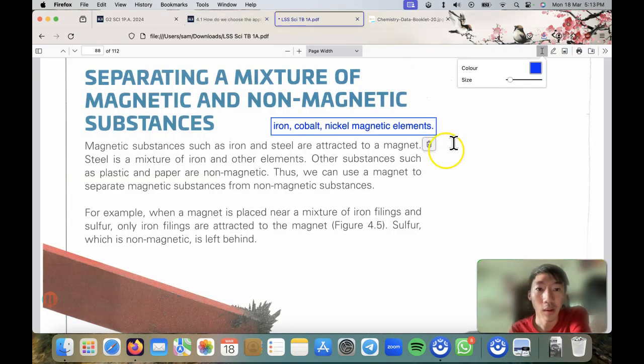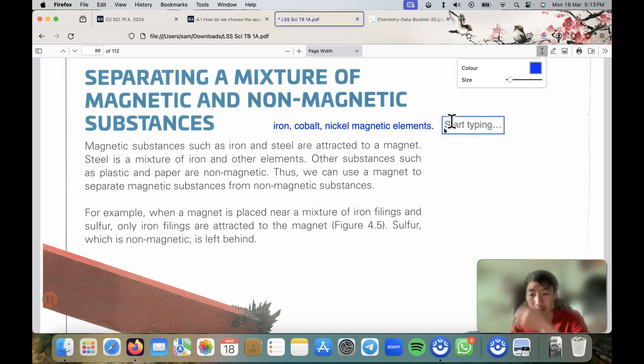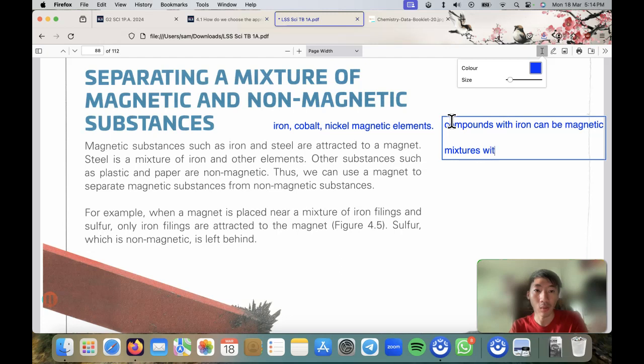Okay, we're back. Besides that, we also have some compounds. Remember we learned in the previous chapter about compounds. Some compounds are magnetic. Usually any compound that contains iron can be magnetic, and mixtures with these elements I just mentioned.